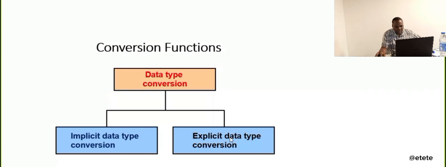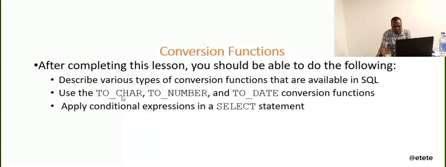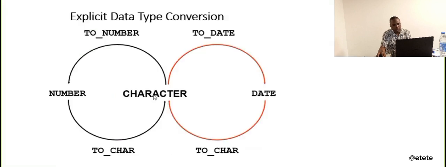You define it so that this Oracle server will not be confused when it comes across some of your arguments and then throw you an error. So it's better you explicitly define the data type yourself. And that is when you are going to use this. So these are the data type conversion, explicit data type conversion.